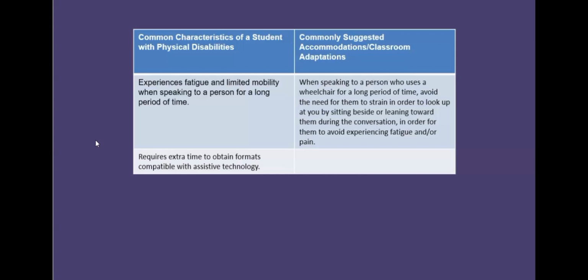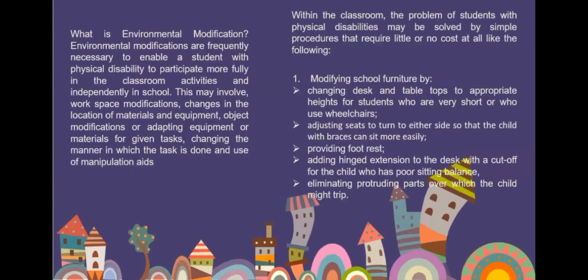And we also suggested accommodation is, when speaking to a person who uses a wheelchair for a long period of time, avoid the need for them to strain in order to look up at you by sitting beside or leaning towards them during the conversations in order for them to avoid experiencing fatigue and/or pain, or requires extra time to obtain formats compatible with assistive technology. So what is assistive technology? We can see in the next slide.